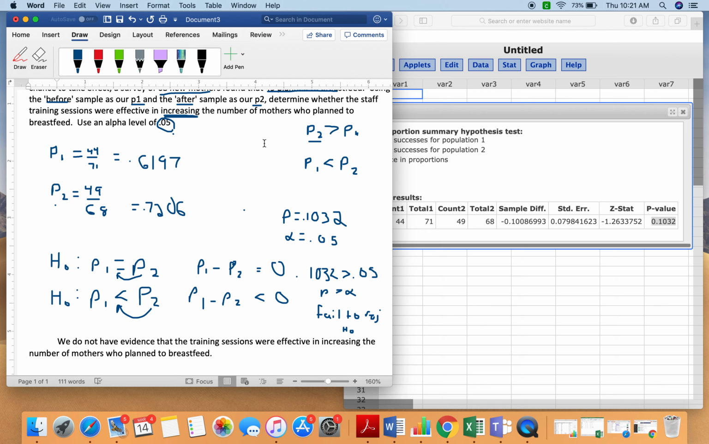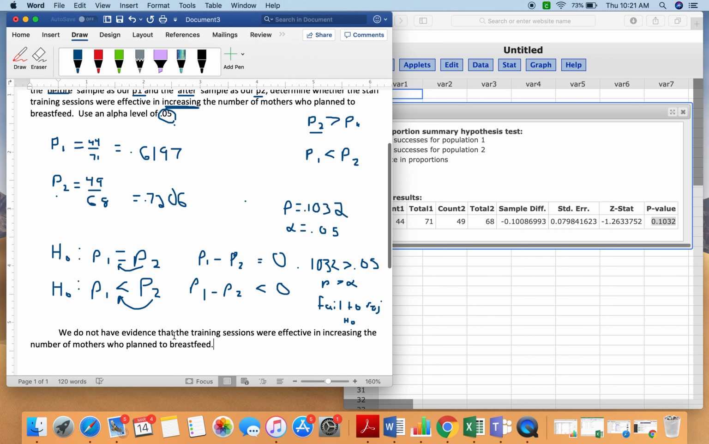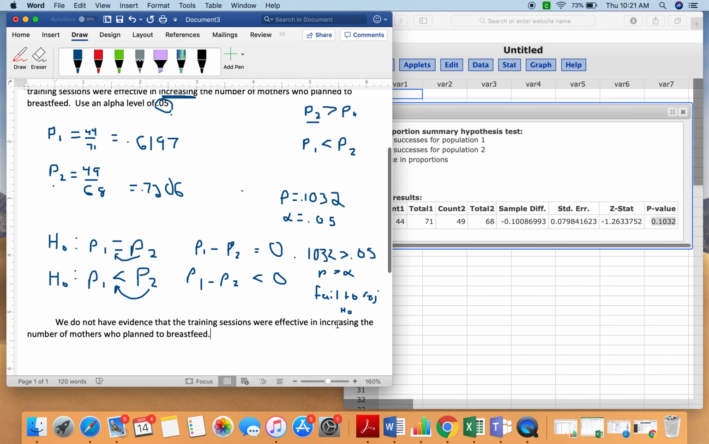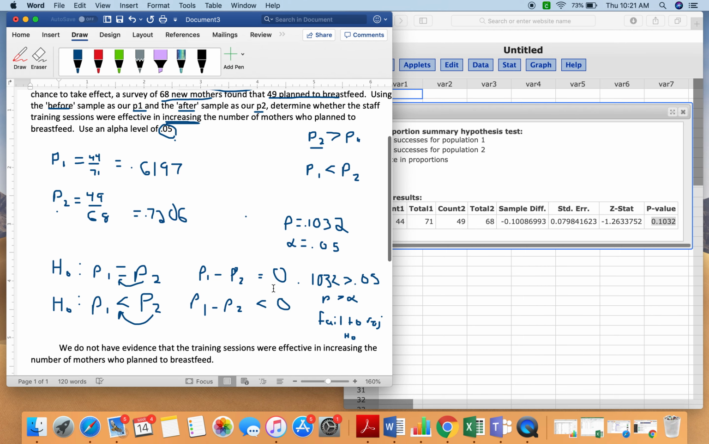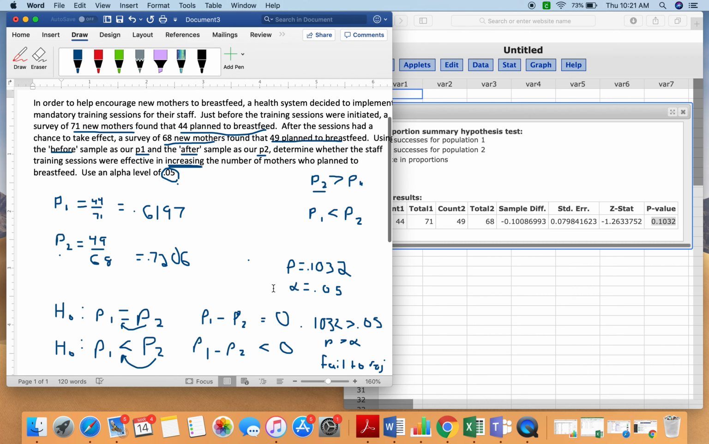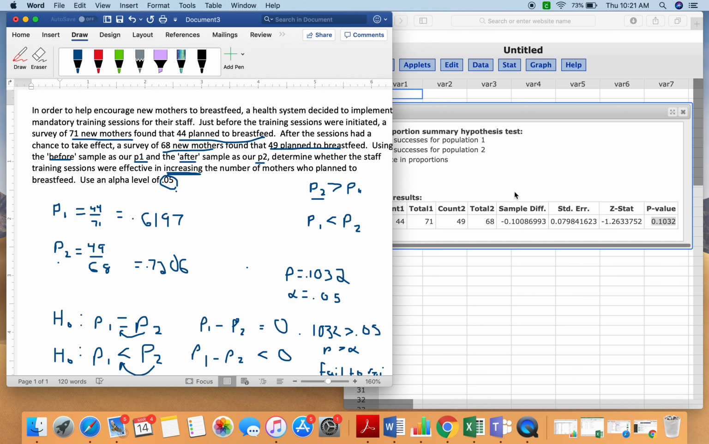We can see our claim up here was that it was increasing, and we do not have evidence that it actually increased. Their difference was only about 0.1, so they're very close together. Our p-value was greater than our alpha, so we failed to reject the null. So our conclusion is we do not have evidence that the training sessions were effective in increasing the number of mothers who plan to breastfeed. So that is how you do a two-sample hypothesis test for proportions using StatCrunch.